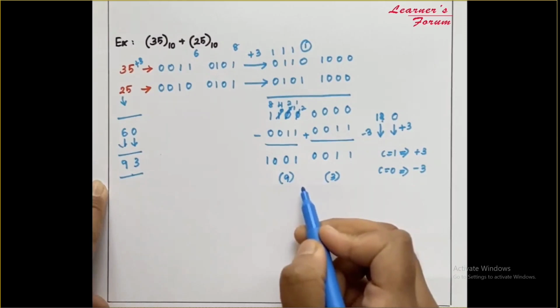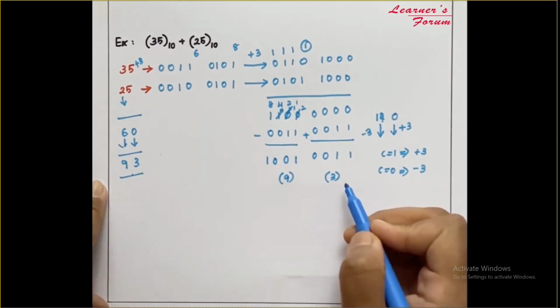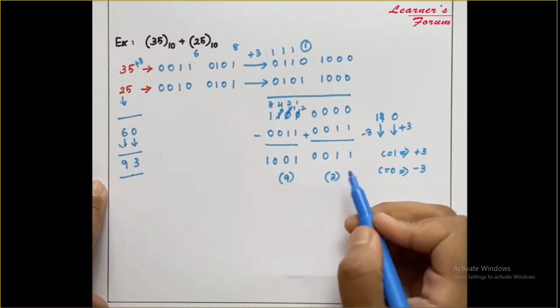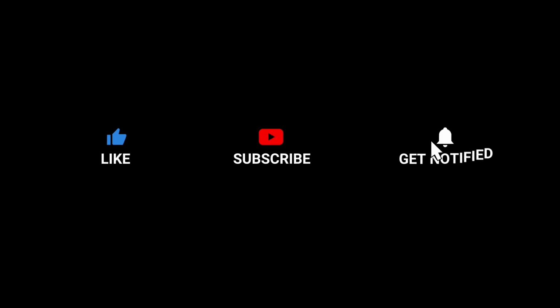So this is the procedure to perform excess-3 code addition. Whenever the carry value is 1, we have to add 3, and for carry 0, we have to subtract the value 3.